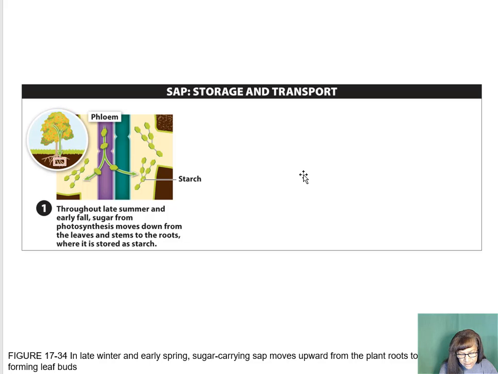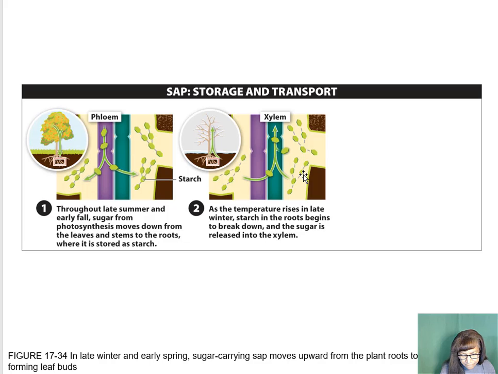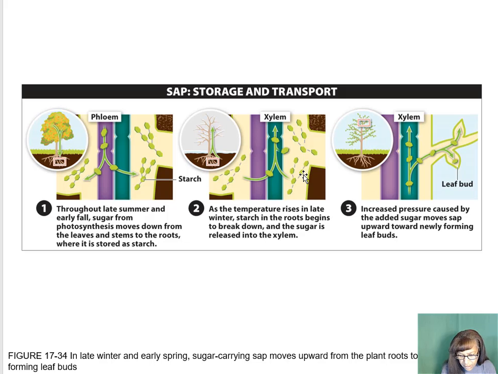So throughout the late summer and early fall, sugar from photosynthesis moves down from the leaves and the stems to the roots, where it gets stored as starch. And as the temperature rises in late winter, the starch in the roots begins to break down, and the sugar is then released into the xylem. Okay? And then increased pressure caused by the added sugar moves the sap upward towards the newly forming leaf buds, right?